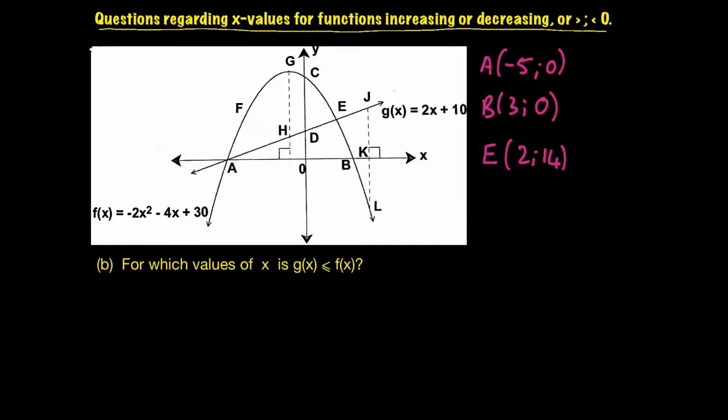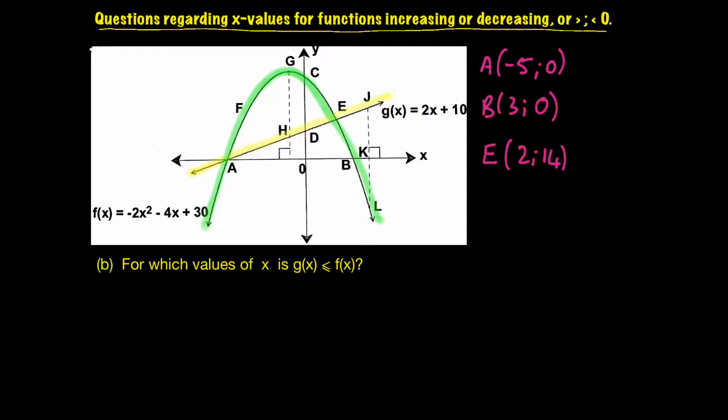Question B, for which values of x is g of x less than or equal to f of x? All right, so firstly, let's look where g is. G is this graph here, the straight line graph. And let's look where f of x is. Again, I'm going to use green for the f of x. Now they're asking, when is g of x less than f of x? Or in other words, when is g of x smaller than or equal to f of x?